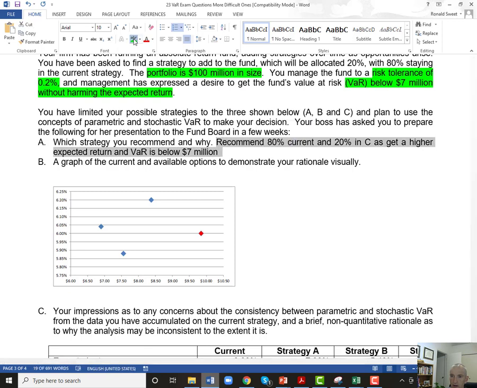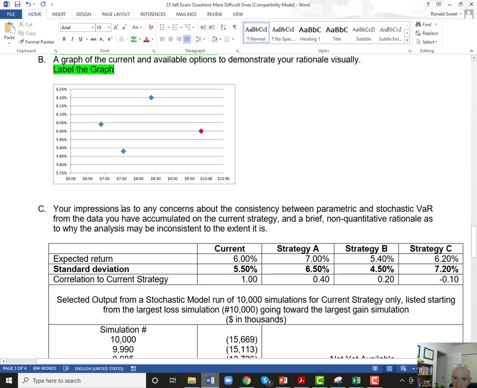So give what you're recommending and why. Put your graph in there. Make sure you label the graph. I didn't do that just to save time. All right, so now we got another solution. So now we want to look at this last part of this problem.